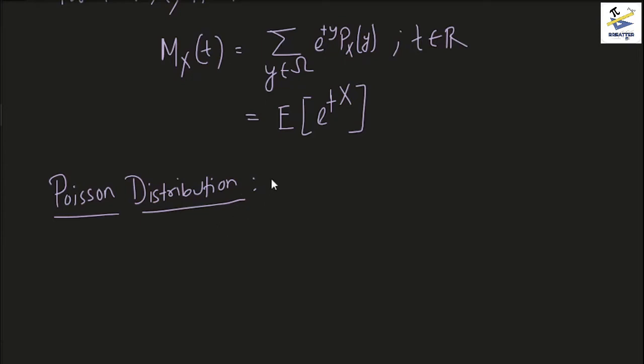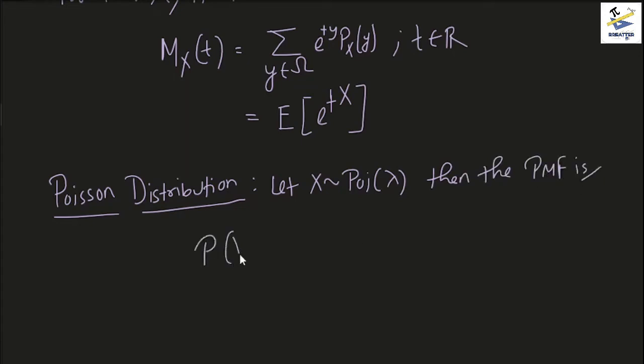So what is the Poisson distribution? We know that if X is Poisson of lambda, then the PMF is the probability of X equals k, equals e to the power minus lambda, lambda to the power k divided by k factorial, for k equals 0, 1, 2, and so on. So this is the Poisson distribution.